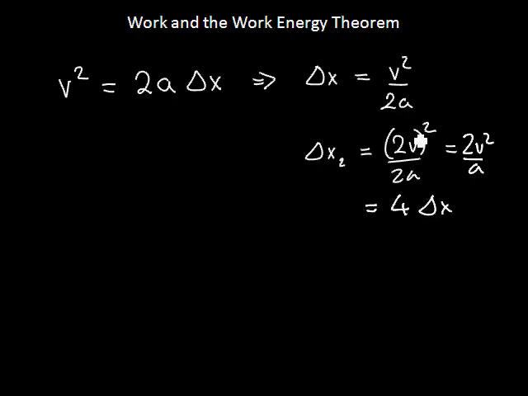So if you're traveling twice as fast, you're going to have to travel 4 times as far to reach that speed at the same acceleration. And conversely, if you're traveling at a certain speed and it takes you a certain distance to slow down, if you're going twice as fast, you're going to need 4 times as much distance to slow down.